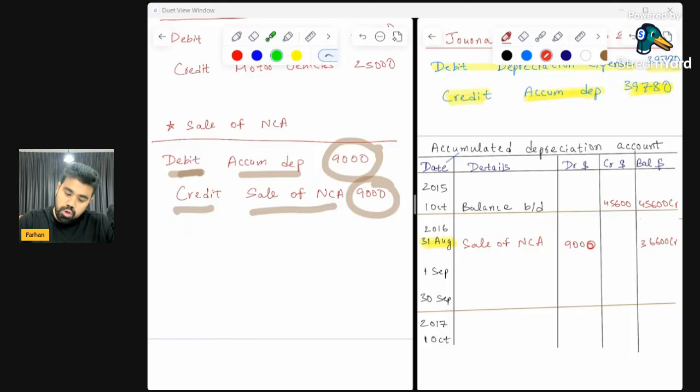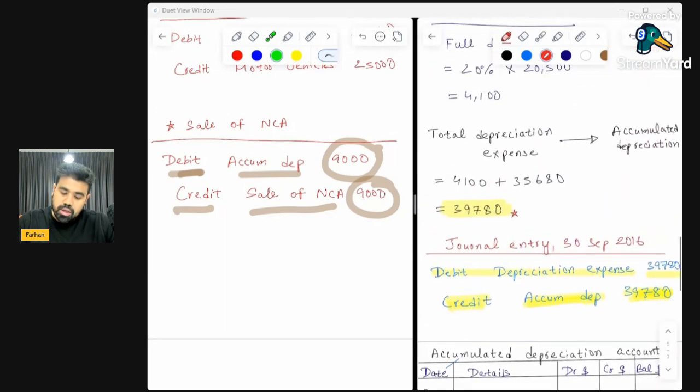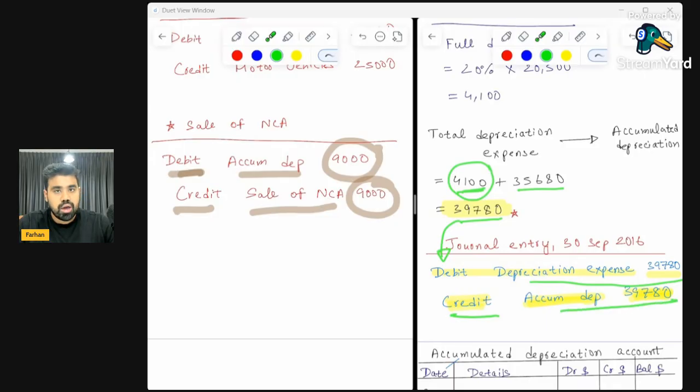Now, what else happened? So on 1 September, we have purchased the asset, which is not important here because we need the total depreciation amount at the end of the year on 30 September. So on 30 September 2016, the total depreciation expense which we have derived is 4,100 for the new asset plus an additional 35,680 for the remaining group of assets, and that was 39,780. The journal entry says every time we have to record depreciation expense, we debit the depreciation expense account and we credit the accumulated depreciation account at the end of the year.